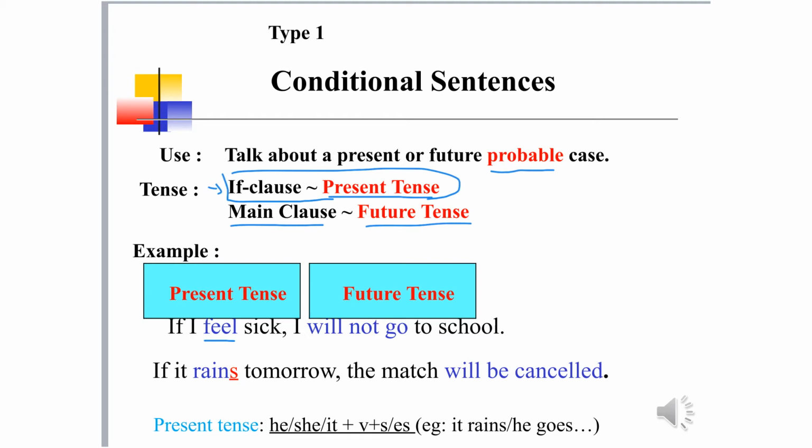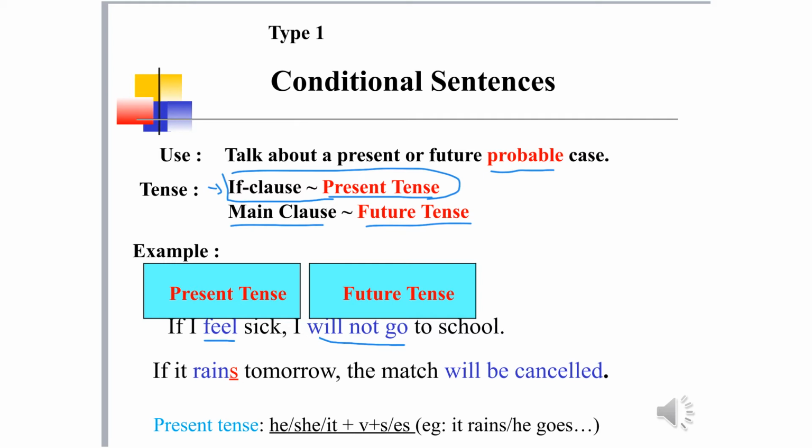So if I feel sick, present tense, I will not go to school. This is future tense. So maybe I will go to school, maybe I will not go to school when I'm sick. It depends on how sick you are. If you are very sick that you can't even get out of bed, of course you will not go to school. But if you just have a tiny bit of headache, maybe you can still go to school. In this case we can use type 1 to talk about the probable case. I may go to school, I may not go to school if I'm sick. This is what I mean.